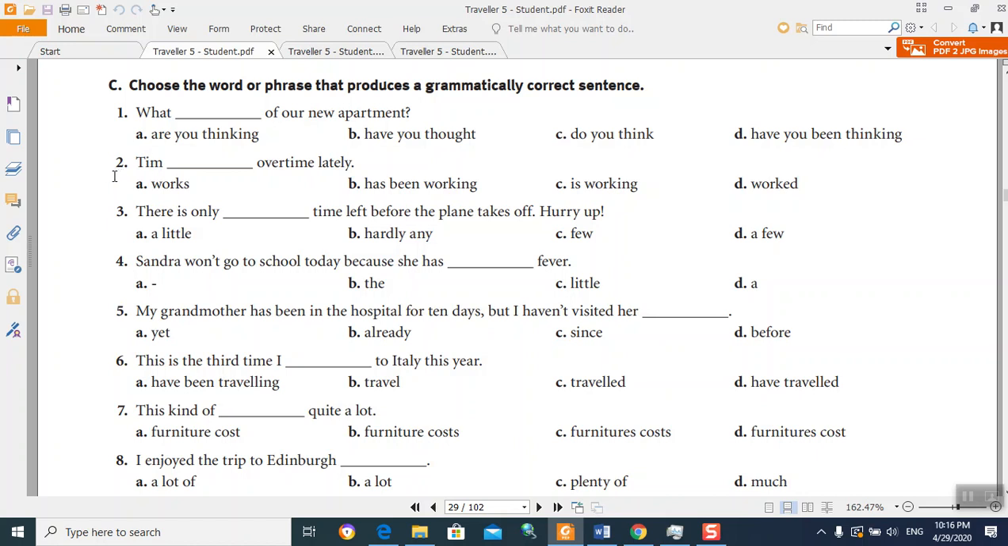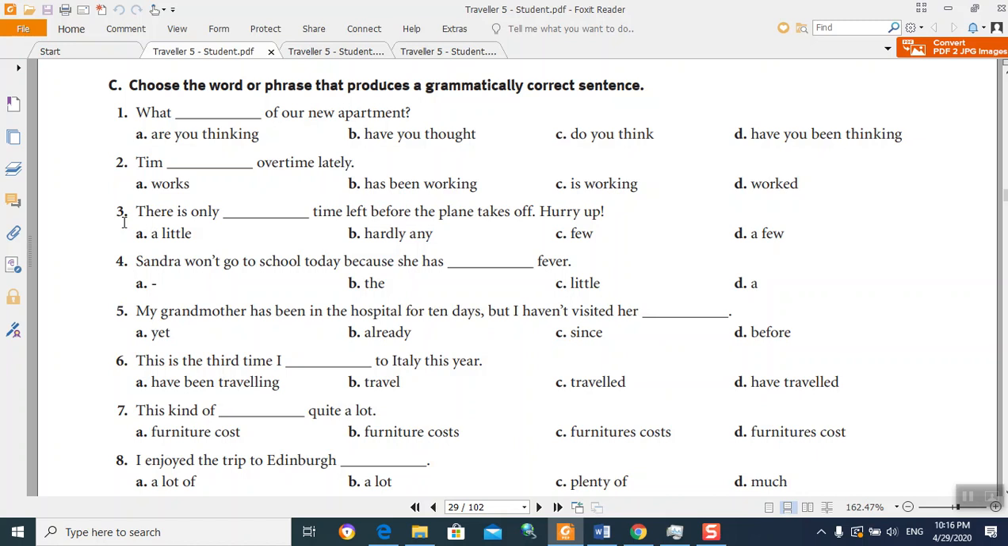Tim overtime lately. If you remember when we read the time expression words, the word lately here refers to which tense? It is has been working. Tim has been working lately. You should pay attention to the verb and the time expression words. So revise and memorize the words carefully so that you remember them.